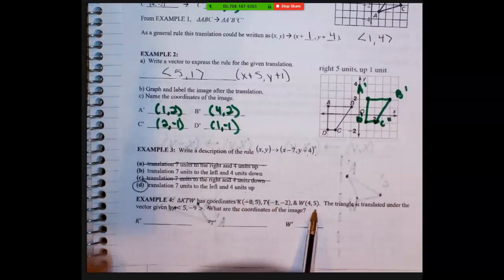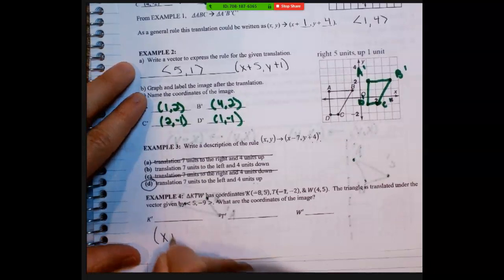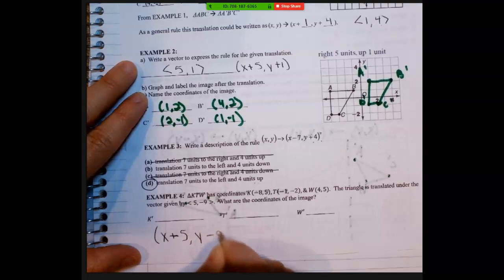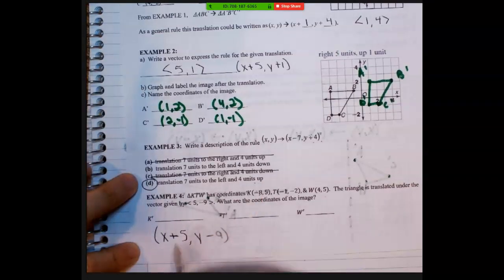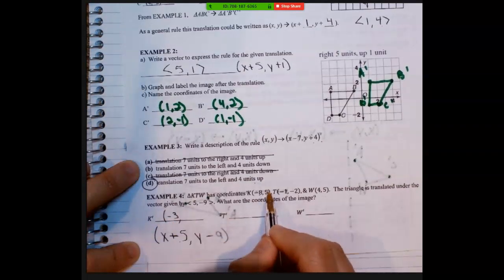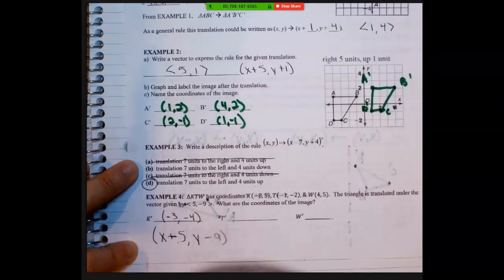Okay, now in the next particular case, we've been given coordinates without the graph, and we have to translate the following. It says <5, negative 9>. So what that means is we're taking each of our x's, we are adding 5, we're taking each of our y's, and we're subtracting 9. So if I take the first point, negative 8, and I add 5 to that, that becomes a negative 3. If I take 5 and I subtract 9, that is a negative 4.